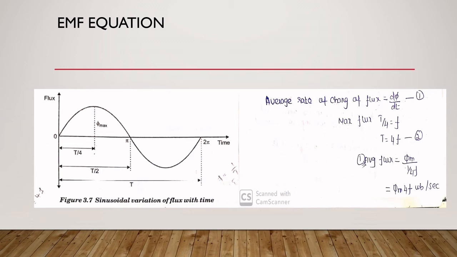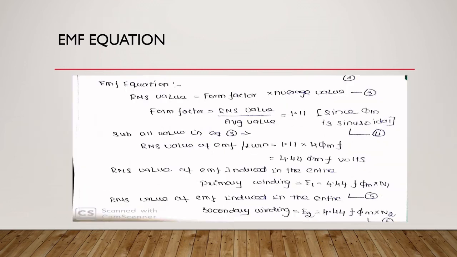So T = 1/f, and T/4 = 1/(4f). Substitute that in the average flux value. If you substitute it, you will get φm divided by 1/(4f), because we know that T equals 1/f. So the average flux value will be φm into 4f webers per second.